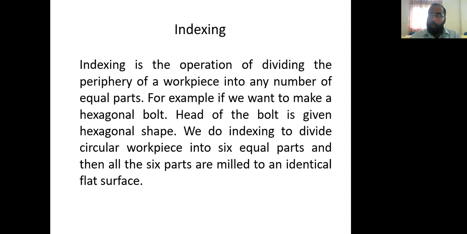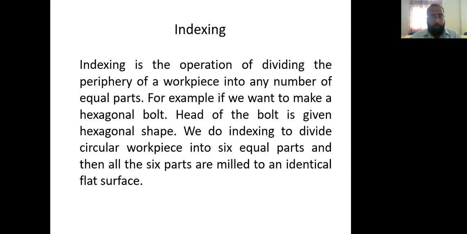So the next one, indexing, the last. What is the importance of indexing operations in milling operations? Indexing is the operation of dividing the periphery of a workpiece into any number of equal parts. For example, if I want to make a hexagonal bolt, I must use a head of the bolt which is given in a hexagonal shape, right? If I want a hexagonal bolt, I must use the hexagonal shape, isn't it?